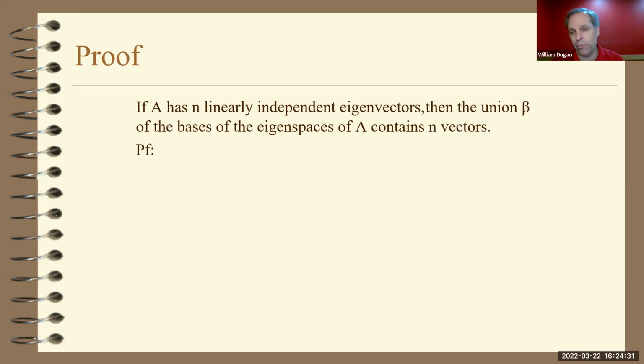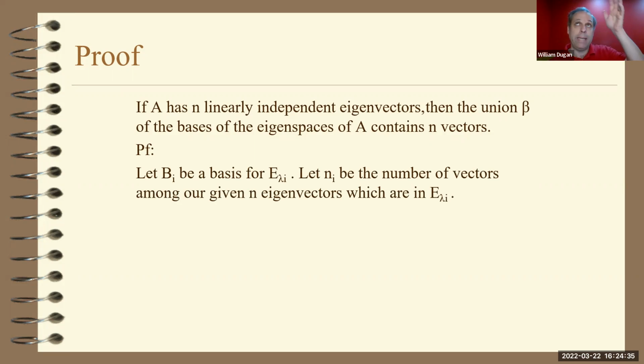Why? It's because you're actually drawing from the same set. So what I want to do is this. Let's say B sub I is going to be a set of vectors. They're going to be a basis of E sub lambda I. So that's the eigenspace going for the ith eigenvalue. Let n sub I be the number of vectors among the n vectors that are in this eigenspace.